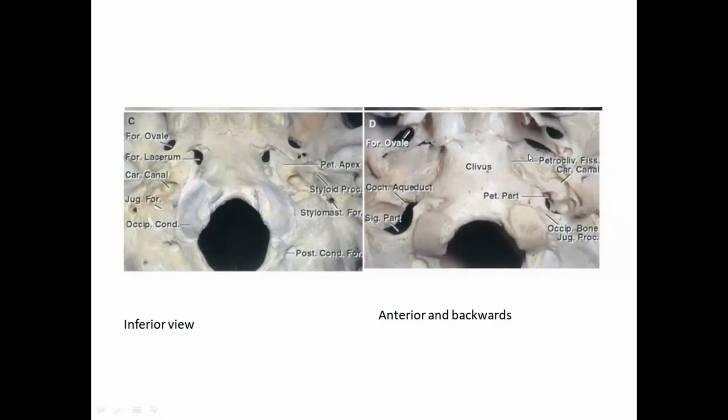Similarly, this is the petroclival fissure, which is the junction between the petrous part of the temporal bone and the clivus bone. Here, we can appreciate the carotid canal as well, through which the internal carotid traverses. Then we have a bony ridge that separates the jugular foramen and the carotid canal. However, once they go down in the neck, the structures tend to lie medial to lateral.